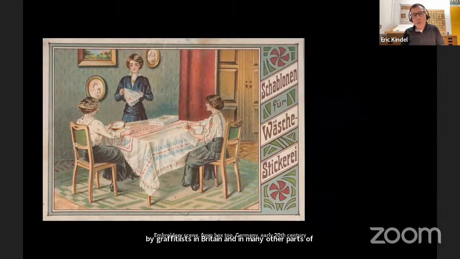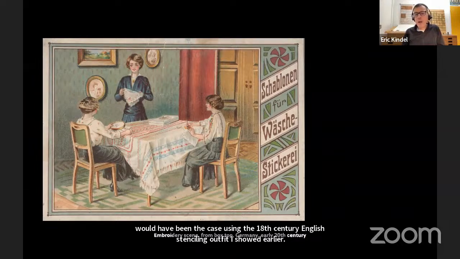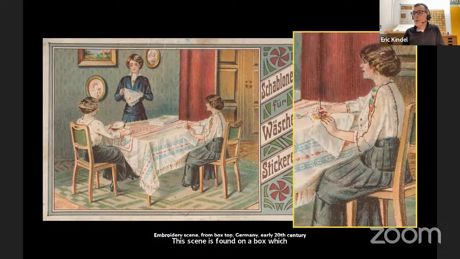In Germany and elsewhere in Europe, and later in the USA, stencils were also used for guiding embroidery. And so the stenciled design, such as a monogram or decorative border, was worked over with needle and thread rather than serving as a standalone decoration, as would have been the case using the 18th century English stenciling outfit I showed earlier. This scene is found on a box in which the stencils came for embroidery. And here in close-up is a woman doing the stenciling part of this work.